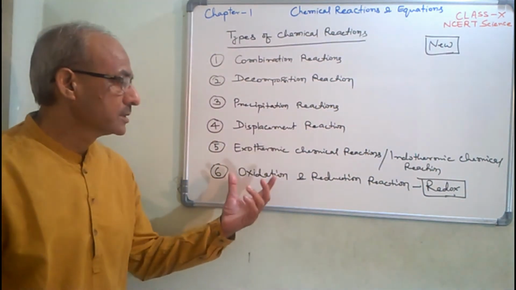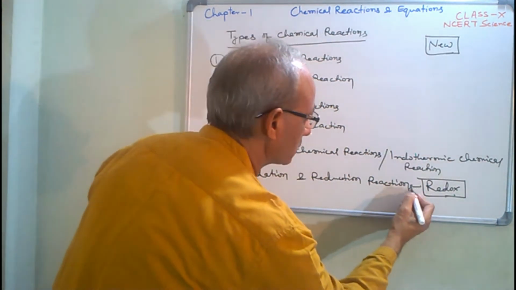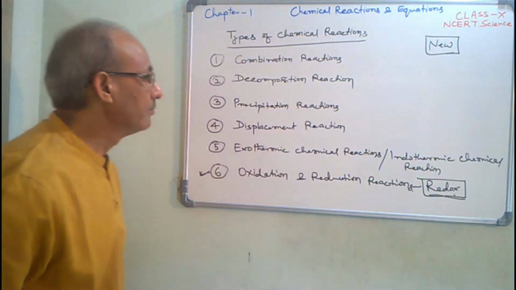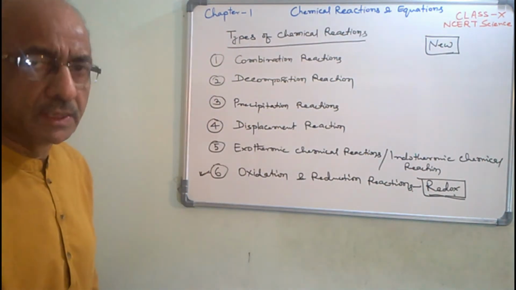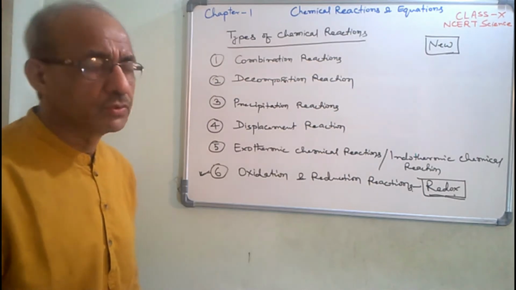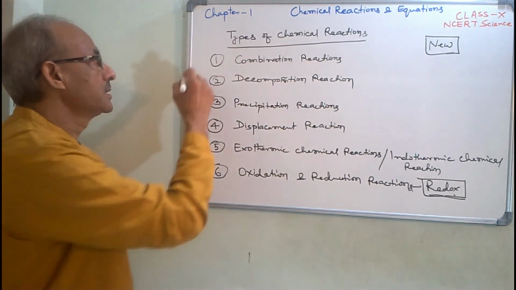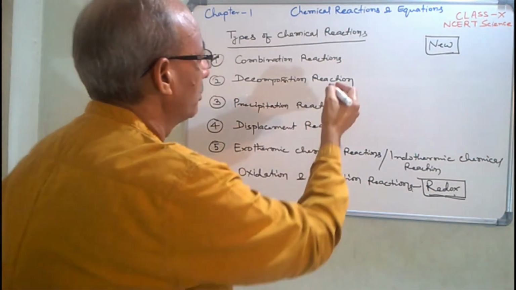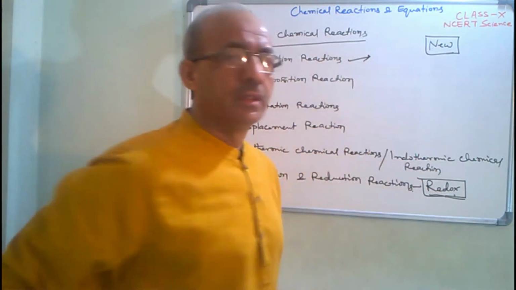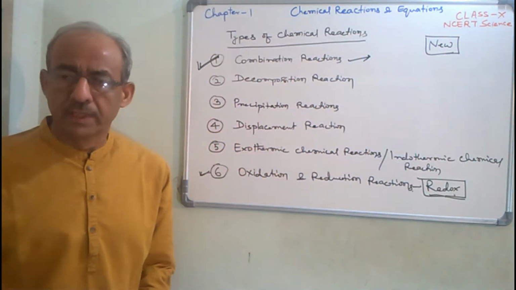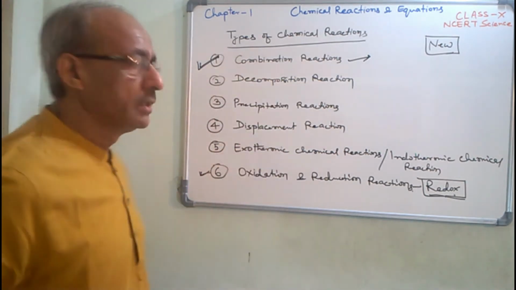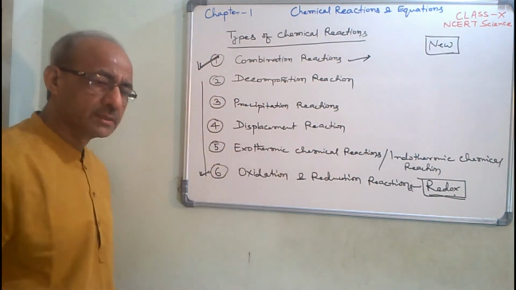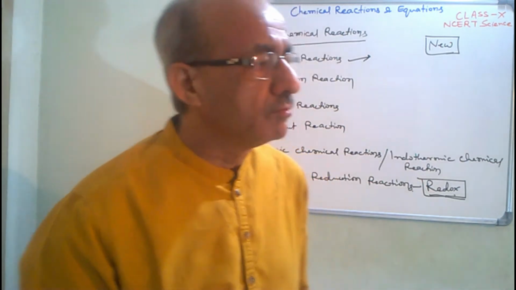Together, oxidation and reduction reactions are called redox reaction. At last we will understand the redox chemical reaction. These are the types, these are the categories of the chemical reactions which we have to discuss. In this session, we will discuss combination reactions, different types of the combination reactions. Thereafter, we will discuss the remaining chemical reactions in the next session.